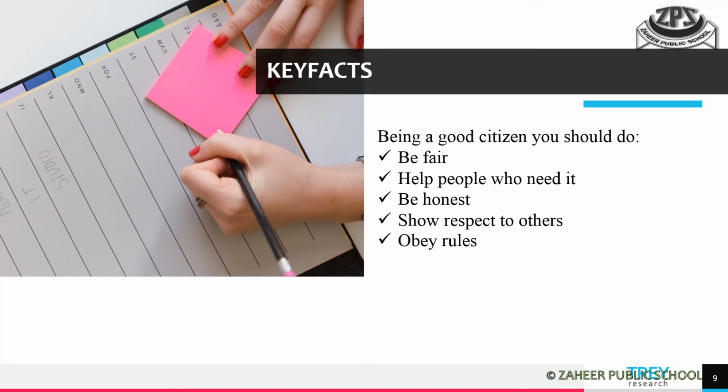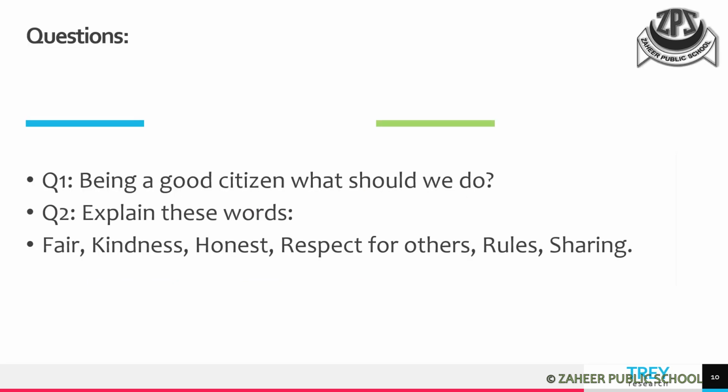Now, from this chapter, you will be able to learn that to be a good citizen, you should be fair, you should help people who need it, you should be honest, you should show respect to others, and you should obey the rules. Now your chapter is completed.